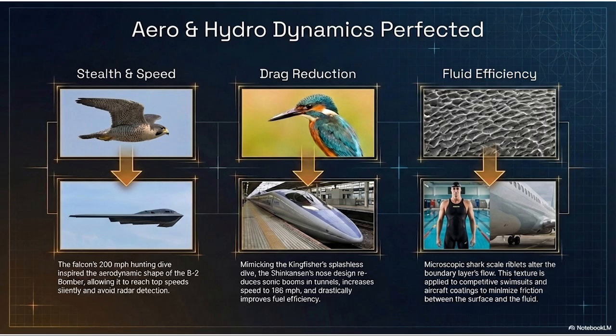So the engineers went back to the drawing board and completely redesigned the front of the bullet train. They gave it a massive 50-foot-long nose that looks exactly like a kingfisher's beak. And the results were revolutionary. Mimicking that splashless dive completely eliminated the sonic booms. The train sliced through the air in the tunnel instead of pushing it.